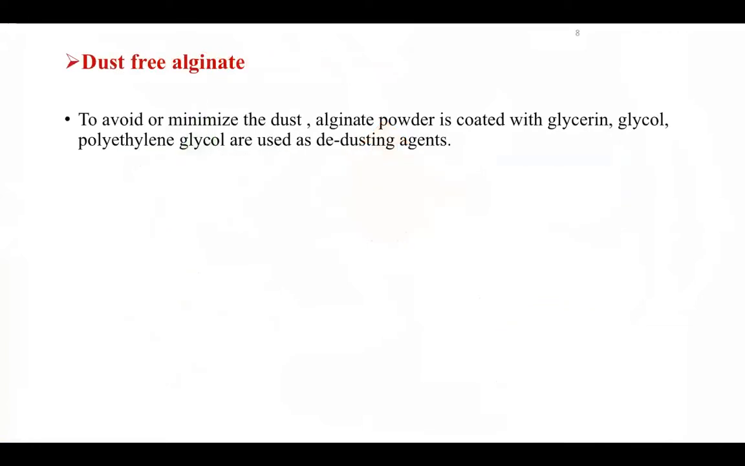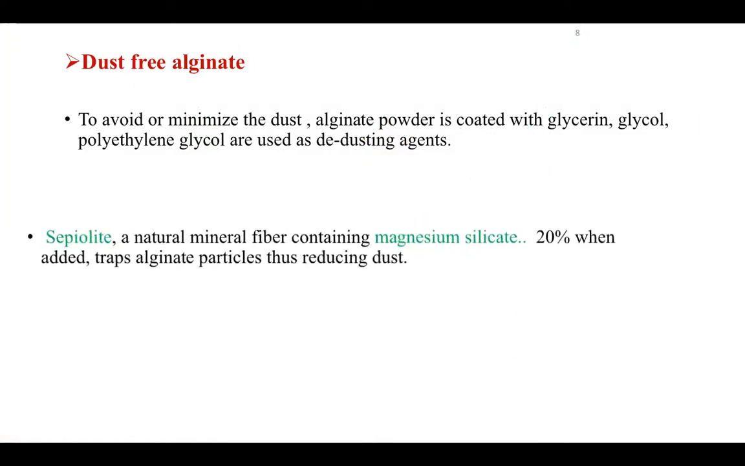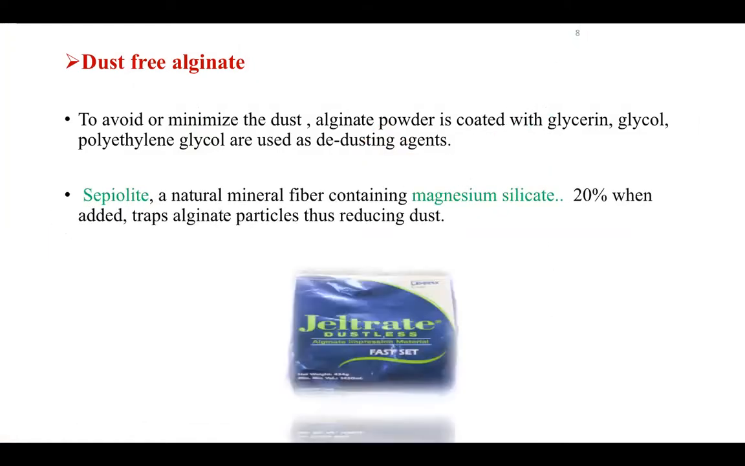Coming to dust-free alginate. Dust-free alginate basically contains polyethylene, polypropylene glycol to reduce the dust produced while mixing of the alginate. The example of it is gelatrate.